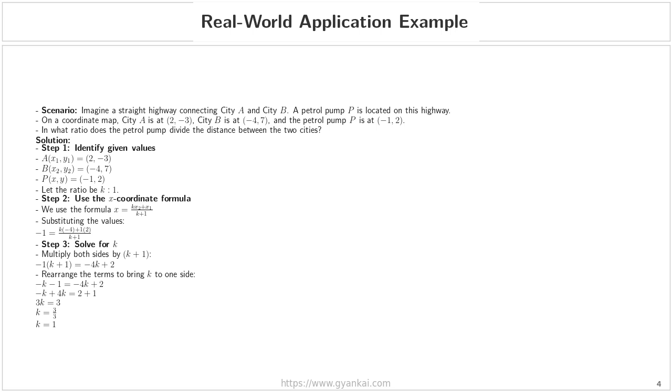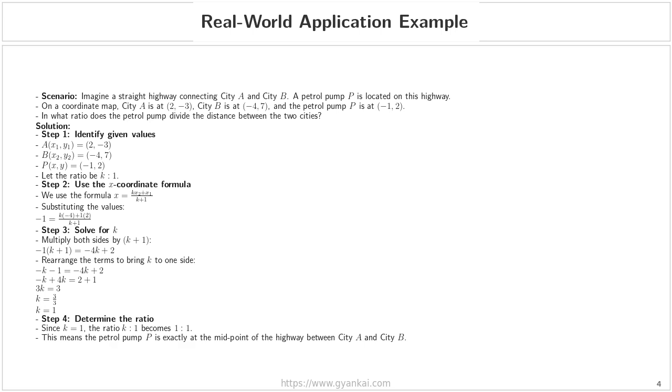Next, we rearrange the terms to isolate k by adding 4k to both sides and adding 1 to both sides. We arrive at 3k equals 3. Dividing both sides by 3, we find that k equals 1. Step 4, we can now determine the final ratio. Since we found that k equals 1, our ratio of k to 1 becomes 1:1.